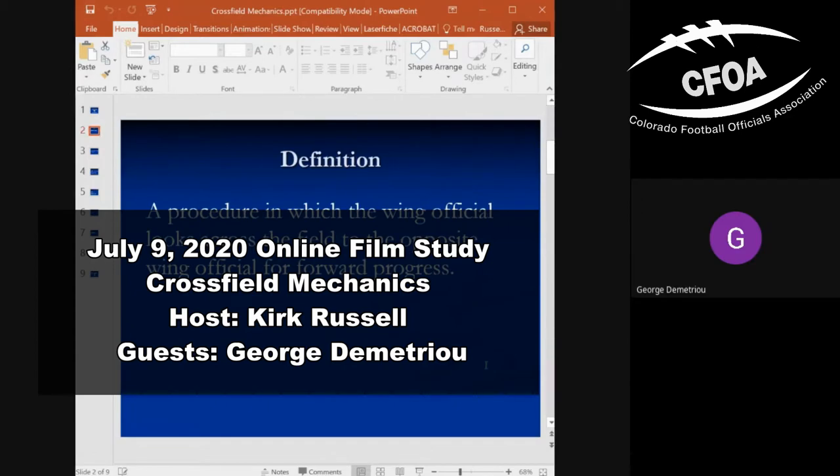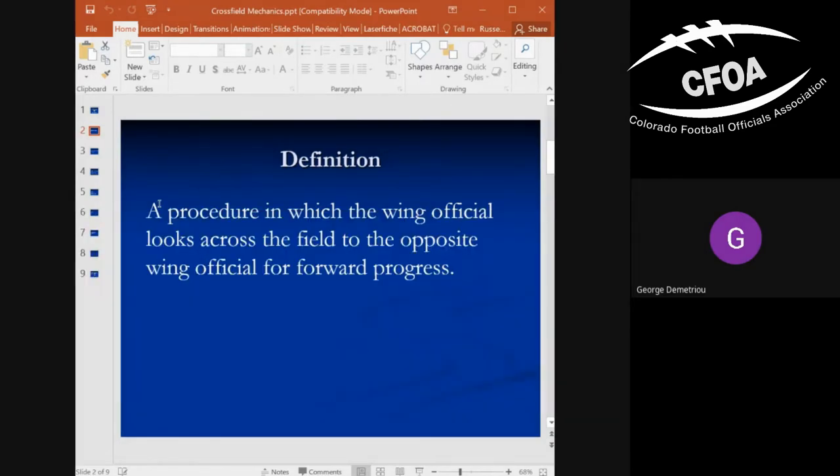Well, okay, so it's always good to start off with the definition of what we're going to talk about. And as Kirk mentioned, the title of this is Crossfield Mechanics. It's a standard procedure at the upper levels of football, and it's not very well known or utilized that much at the high school level. And hopefully we'll get you guys to understand this and spread the word on what this does and how it works.